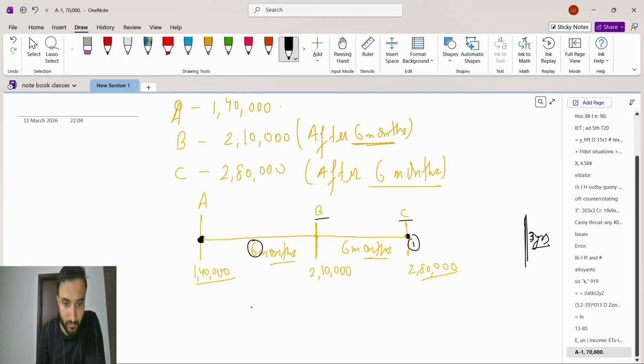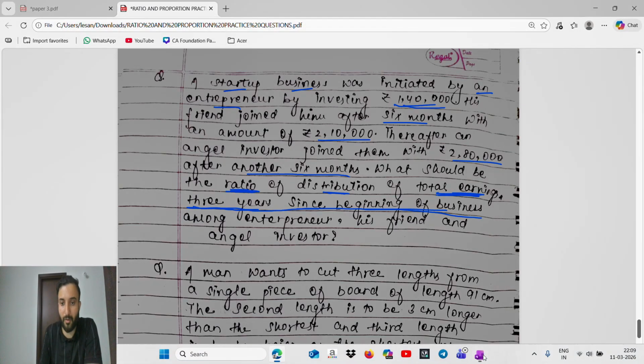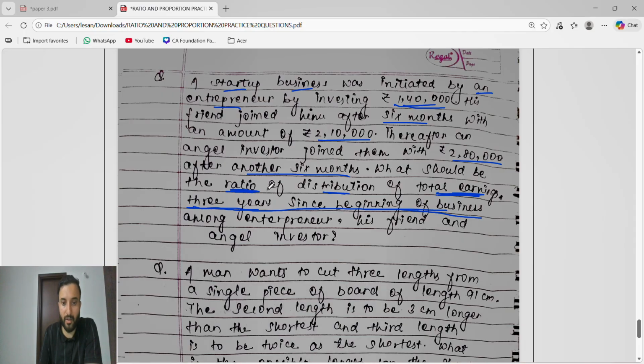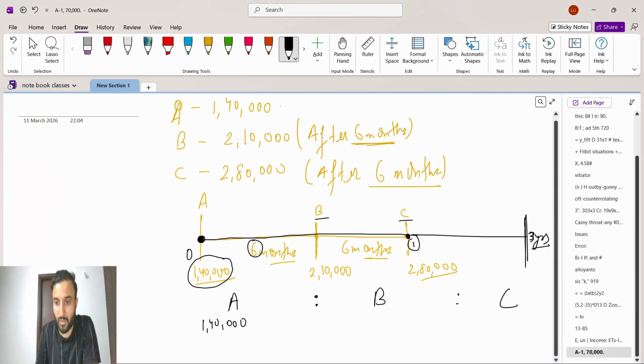So see here, A is to B is to C, correct? A invested 1,40,000 at starting only. A invested at the 0 month, and this investment of A will continue till 3 years. Why will it continue till 3 years? Because they said the ratio of distribution of total earning 3 years since beginning of business, meaning we have to calculate for a total of 3 years.